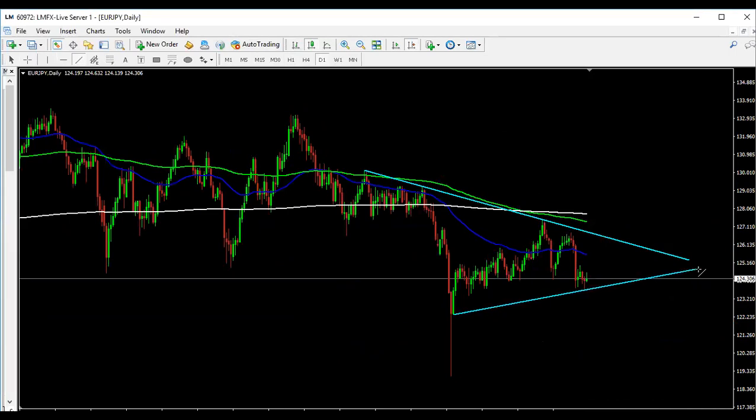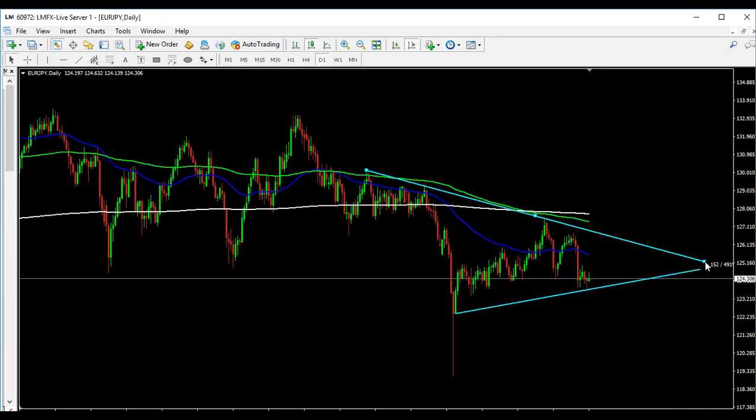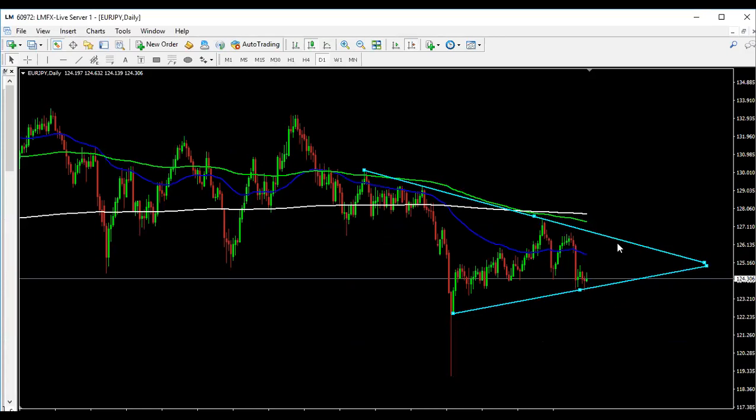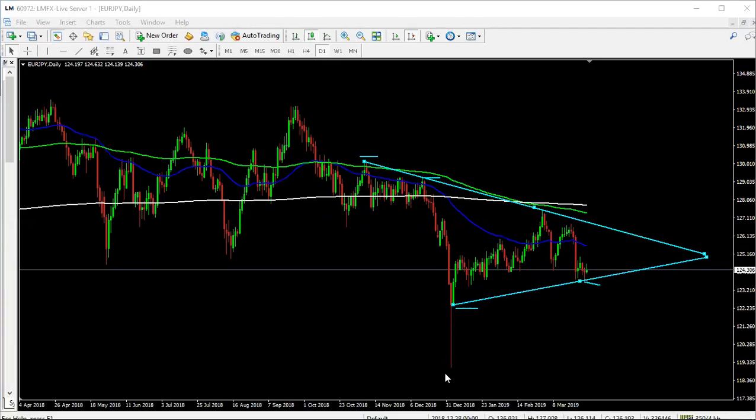Something like this, where you have 2 points at the top and 2 points at the bottom. You have a high point, you have a lower high, and you have a low, and you have a higher low.